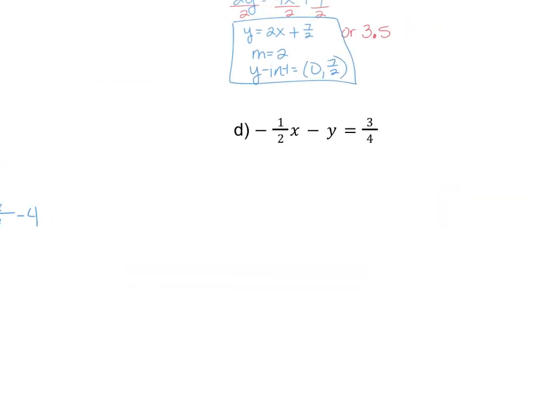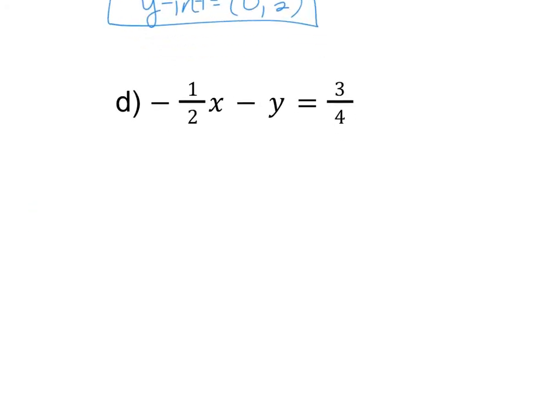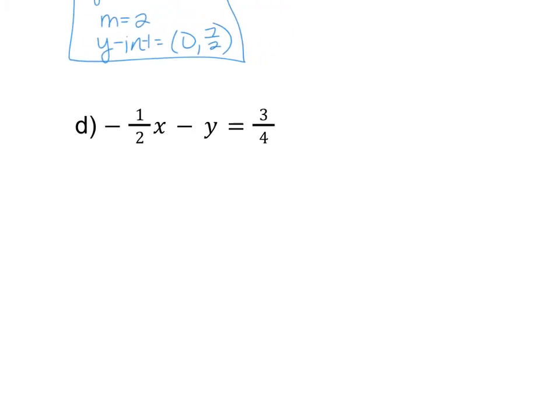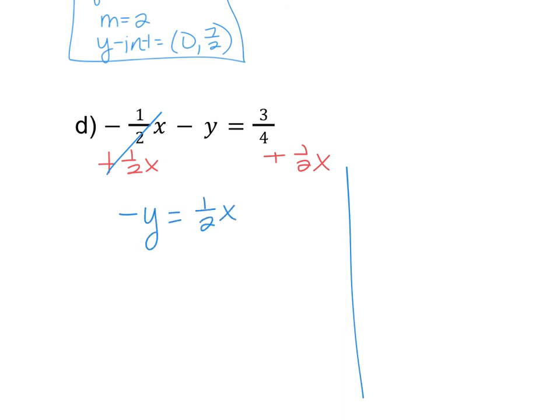Last one of these. I gave you two fractions. You'll be all right. This one's not too bad. Okay, we have a few different options of how we can do this. Let's just stick with, I'm going to show you two ways, okay? So let's do the way we've been doing by getting the x over there. So I'm going to add 1/2 x, add 1/2 x. Those cancel, so I have negative y equals positive 1/2 x plus 3/4.